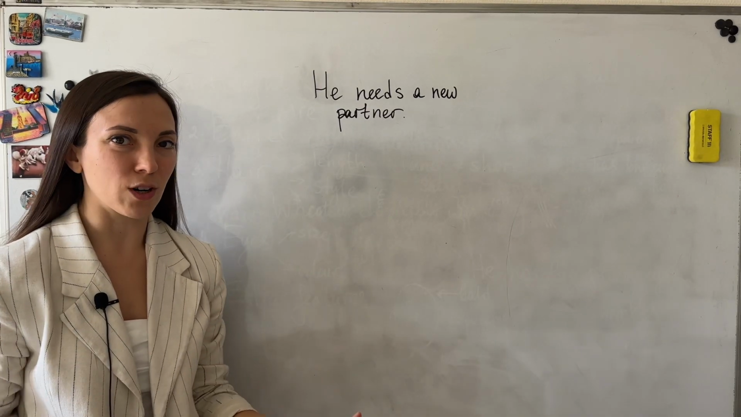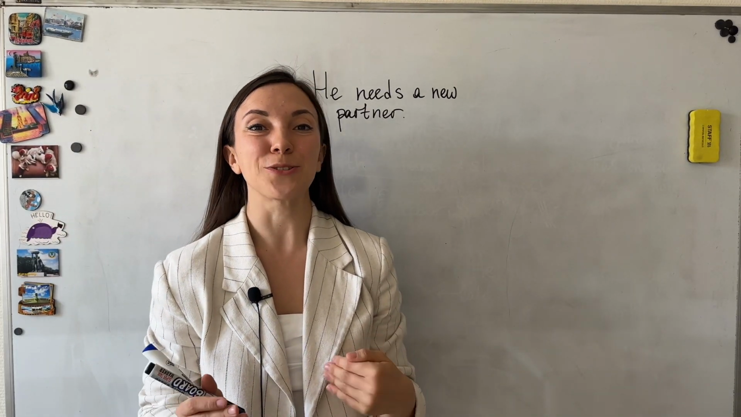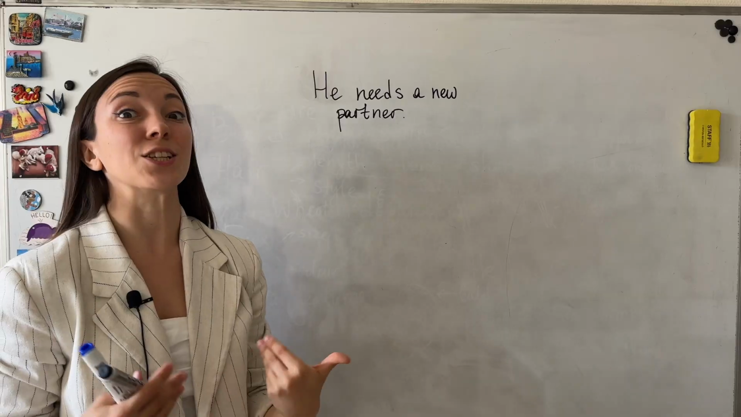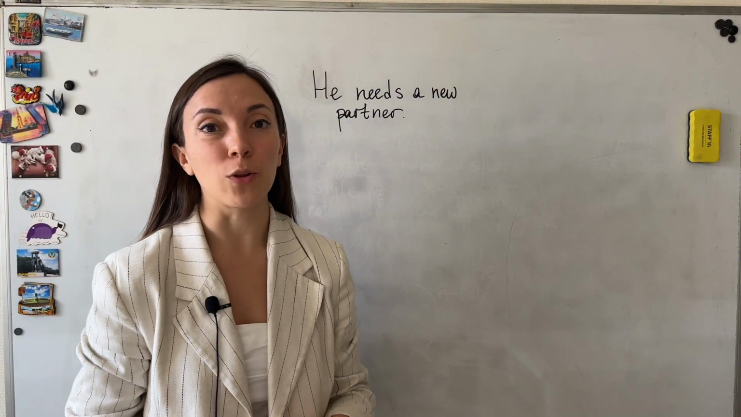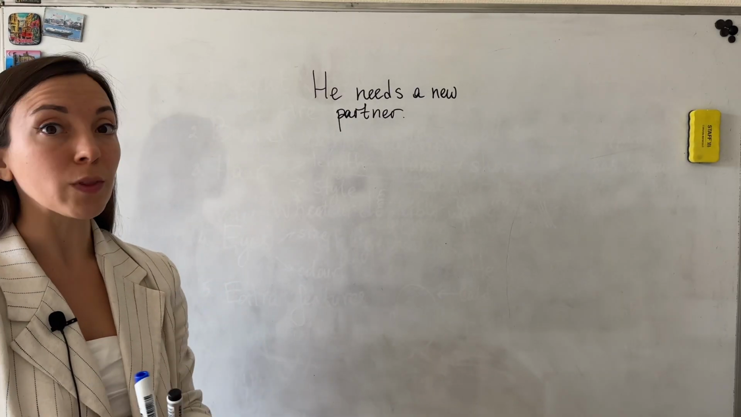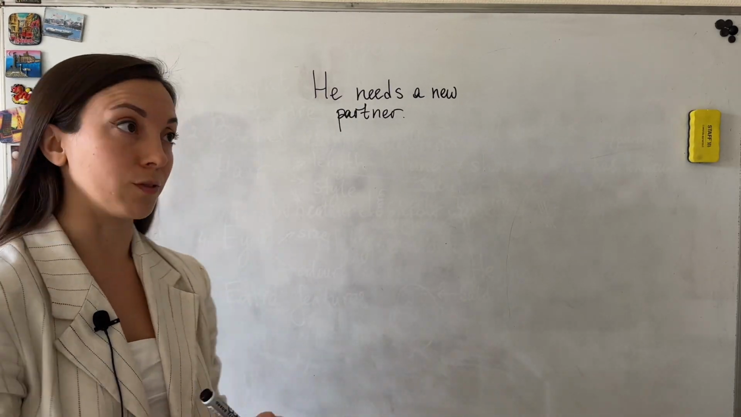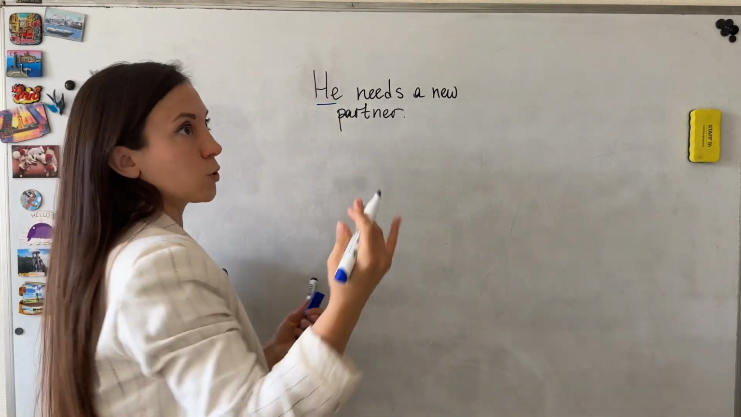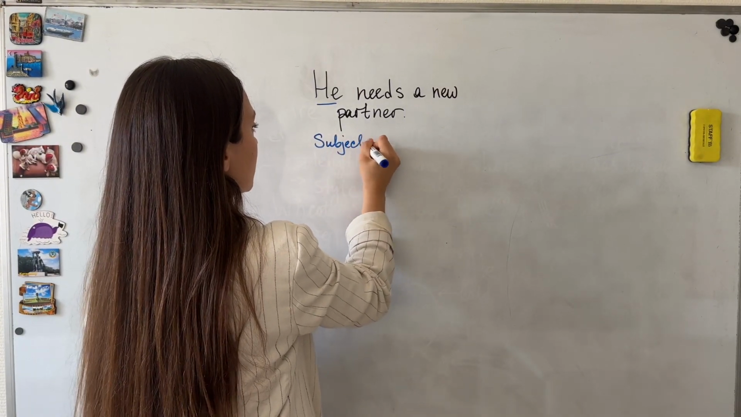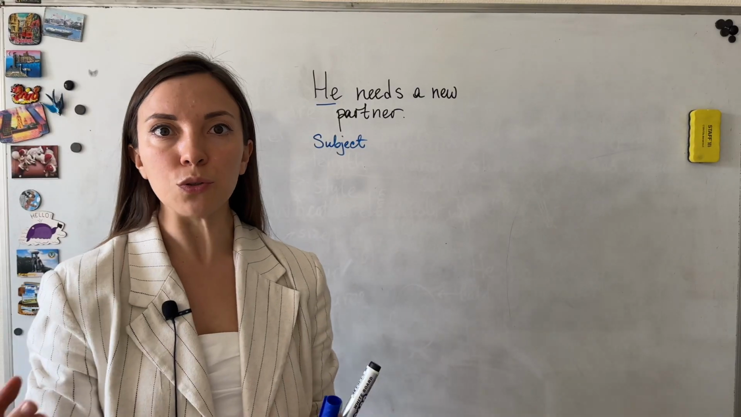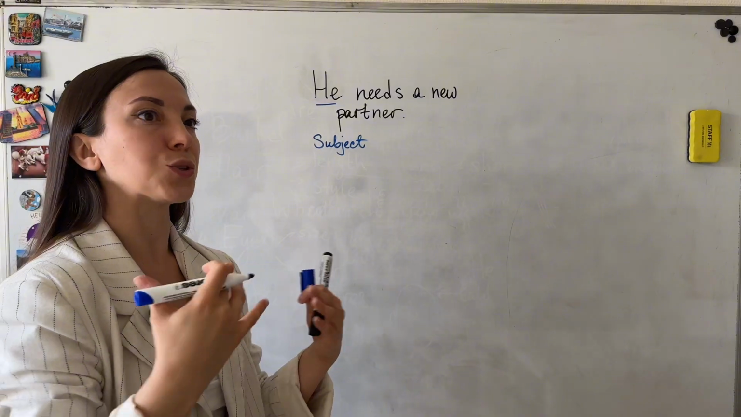Before we make our own sentences, let's take a look at how we form them and the structure of these sentences. Take this as an example. He needs a new partner. Okay, let's take a look at the formula of the sentence. So he, what is it? Yep, it is a subject. It can be also I, you, they, we, and so on.